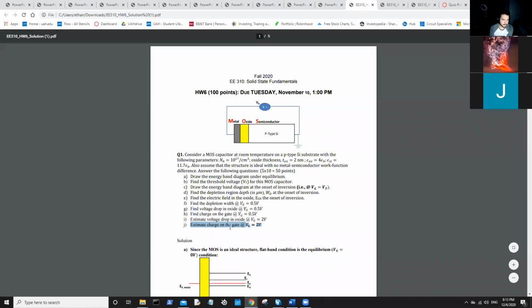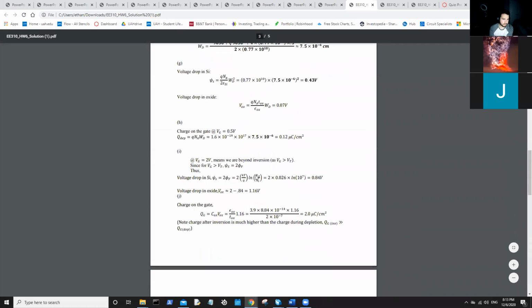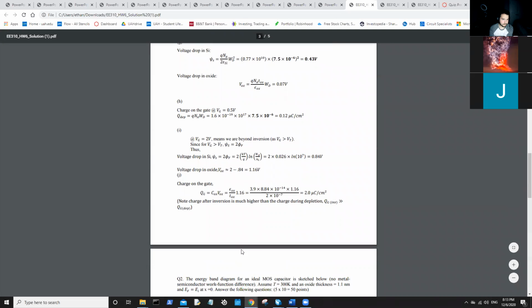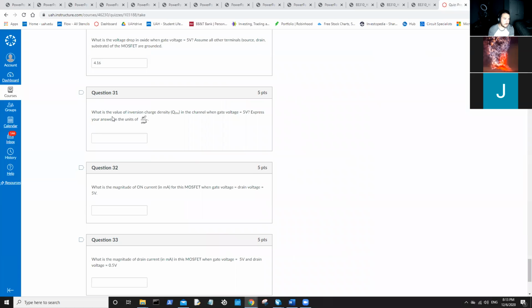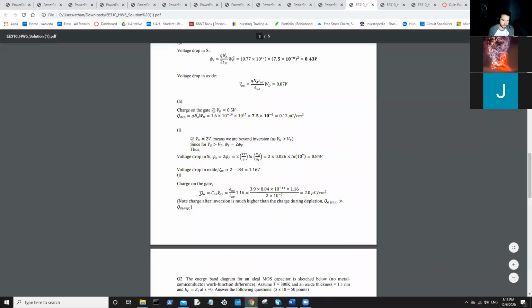Charge on the gate. It's part J. Note after inversion is much higher than the charge during depletion. Well, obviously. All right, so this is the formula for here. Let's go back to this real quick. What is the value of inversion charge density in the channel when the gate voltage is equal to 5 volts? So this is exactly what is given here. So the formula is QG is equal to C oxide times V oxide. So we know what the V oxide is. We just calculated it in the previous question.